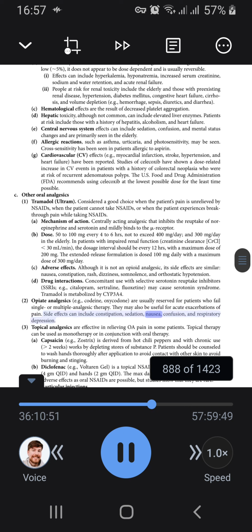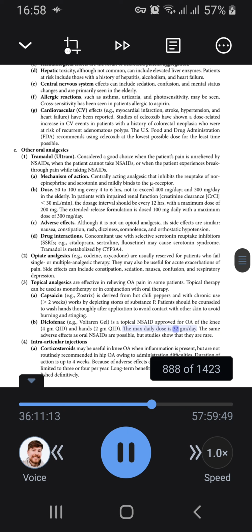Capsaicin, for example, Zostrix, is derived from hot chili peppers and with chronic use, 2 weeks, works by depleting stores of substance P. Patients should be counseled to wash hands thoroughly after application to avoid contact with other skin, to avoid burning and stinging. B. Diclofenac, for example, Voltaren gel, is a topical NSAID approved for OA of the knee, 4 gm QID, and hands 2 gm QID. The max daily dose is 32 gm a day. The same adverse effects as oral NSAIDs are possible, but studies show that they are rare.